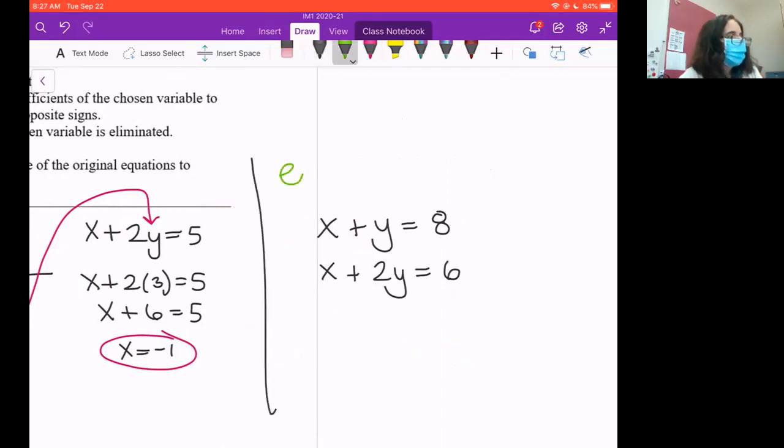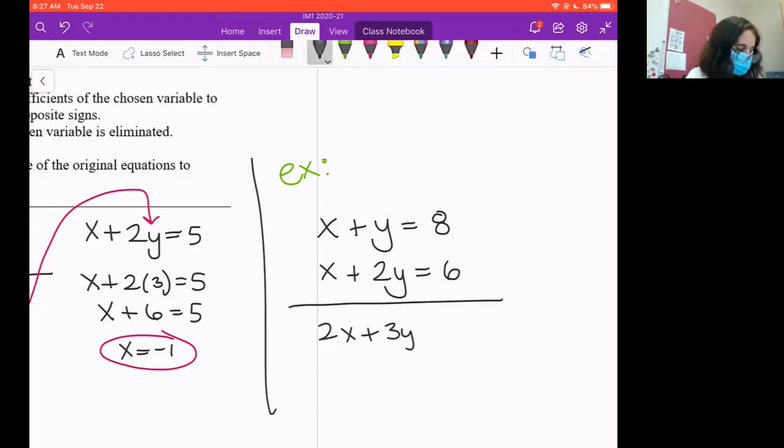Okay. Now, if I add these two equations together, meaning that if I add 6 to the 8, and then I add the x plus the 2y to the x plus y, notice that nothing will eliminate. So if I add, I would get 2x. Don't write this down because I'm going to erase it. I would get 3y, and then I would get 14. I didn't eliminate anything. This only works if you can eliminate a variable.